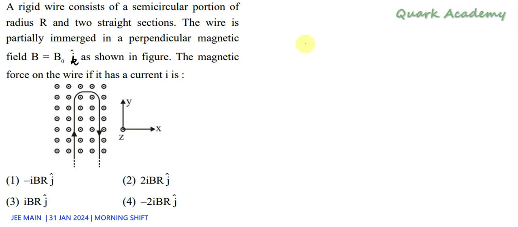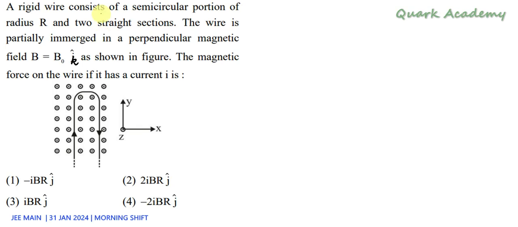In this question, there is an external magnetic field and a rigid wire is placed in this external magnetic field. We need to find the net force on this wire. If we look at the shape of the wire, it has two portions, or maybe three portions: two straight portions and one semicircular portion. It is carrying current I, and the magnetic field direction is given.